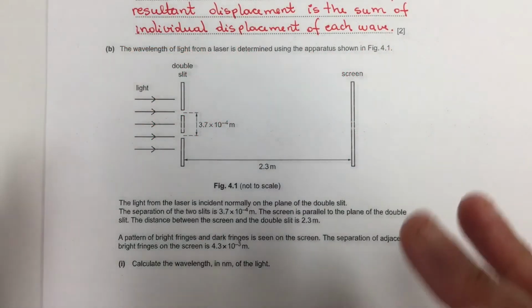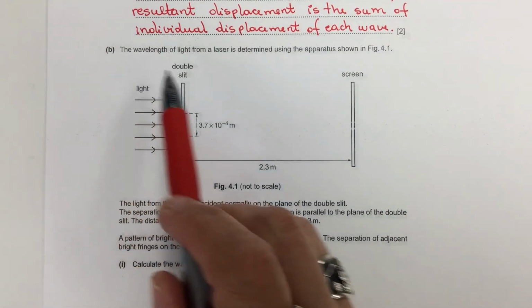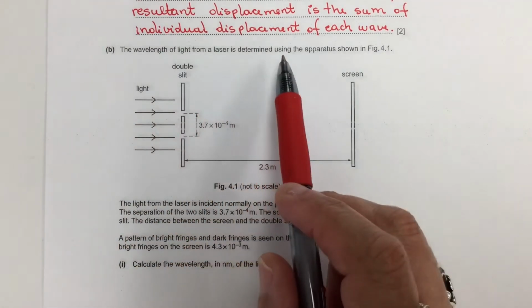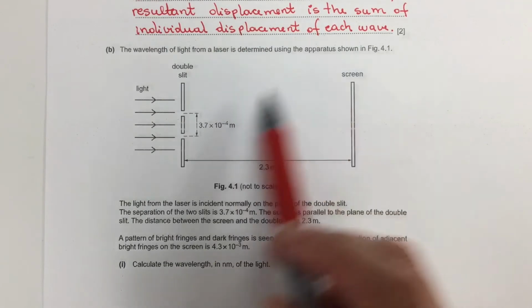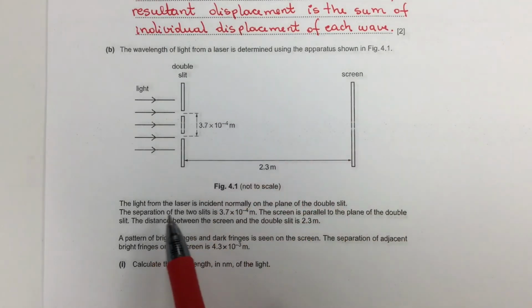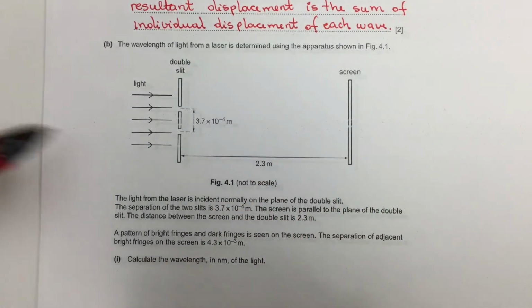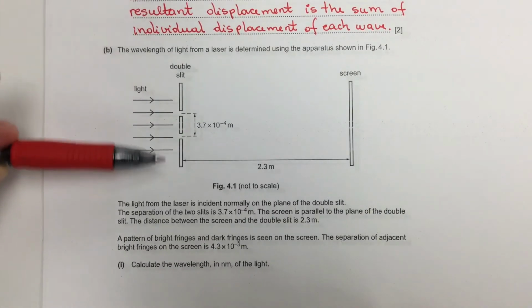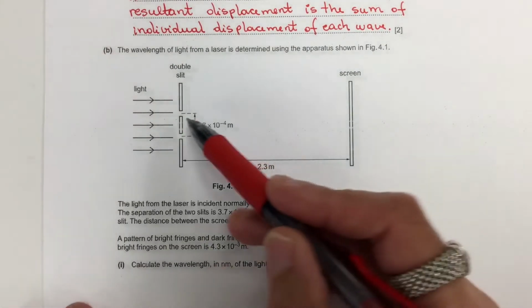Now let's go to the core of this question. The wavelength of light from a laser is determined using the apparatus shown in this picture. The light from the laser is incident normally on the plane of the double slit.